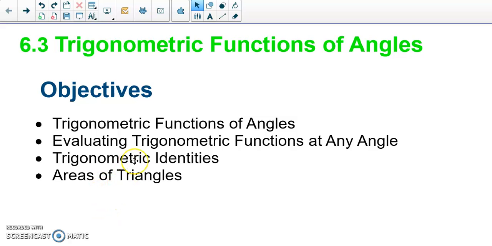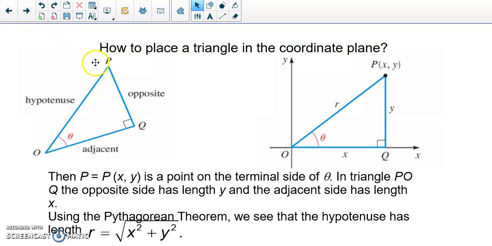Trigonometric functions of angles is the third section on the right triangle in a coordinate plane. You place it so that an acute angle is at the origin. Then one of the sides is also on the x-axis, as well as the right angle. In this position, we have a side x. We can call it x because it's on the x-axis, and that gives us the length of x.